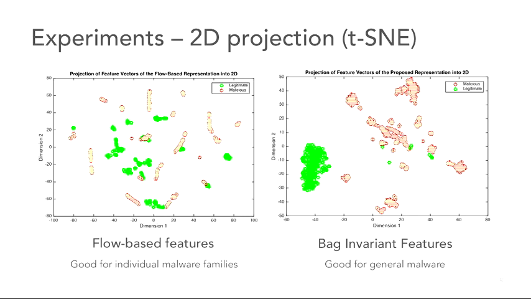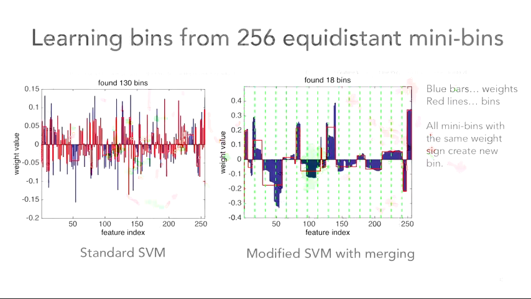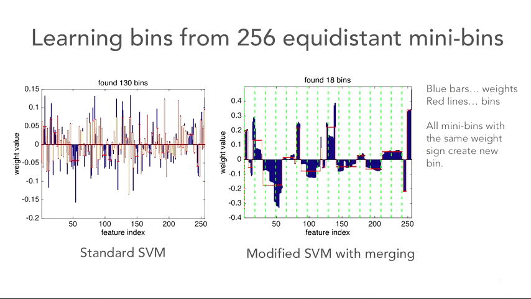So with the flow-based features, which is the baseline, you should be able to learn one specific classifier for one specific behavior, but not the general one. As opposed to our representation, where the legitimate traffic is separated from the rest of the malicious categories. Here you can see how the bins look.